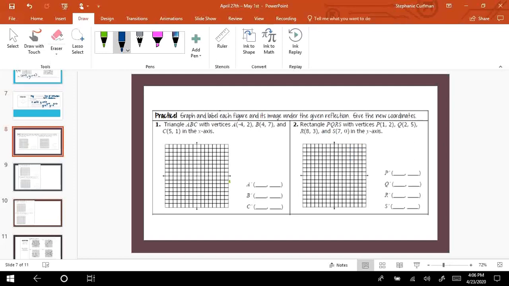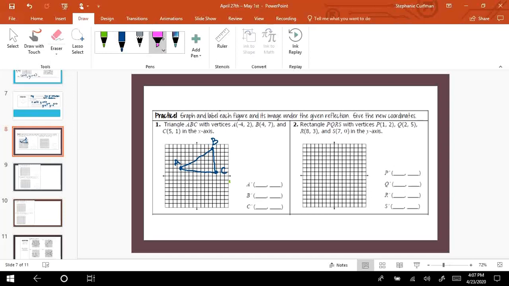If you look at the first practice, we have a triangle ABC with the vertices A, B, and C listed. We're going to go ahead and graph those first. So we go to the origin and we go -4, 1, 2, 3, 4, and up 2. That's going to be our point A. Point B is at 4, 7, so 1, 2, 3, 4, and then up 1, 2, 3, 4, 5, 6, 7. That is B. And C is at 5, 1. So back to the center, to the right 5, and up 1. And that's point C. Then you can connect those dots to make your triangle, and that's your pre-image, okay?